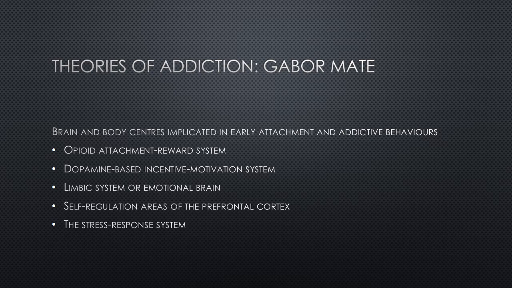Mate spends the whole of chapter 18 detailing how the primary biological systems implicated in addiction can be adversely affected in the early years, leading to long-term impairments in functioning in major developmental areas of the brain and body, such as the opioid attachment reward system, the dopamine-based incentive motivation system, limbic system or the emotional brain, self-regulation areas in the prefrontal cortex, and the stress response system.